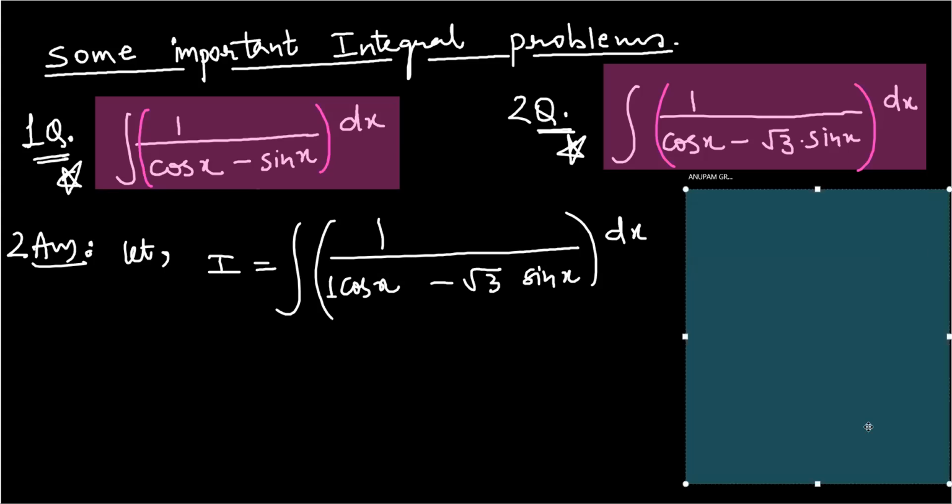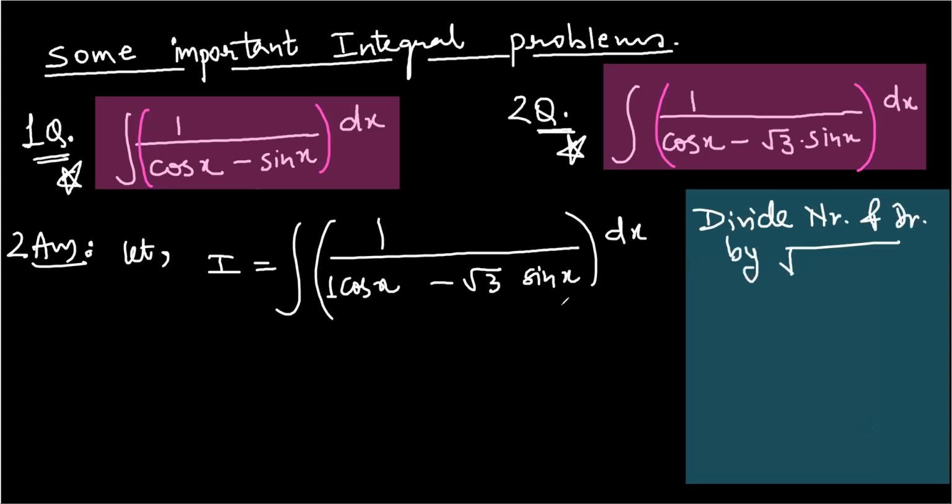So see, what did I say? I said divide numerator and denominator by square root of 1 square plus minus root 3 square. That is, you have to divide the numerator and denominator by square root of the sum of squares of the coefficient of cos x and sin x.